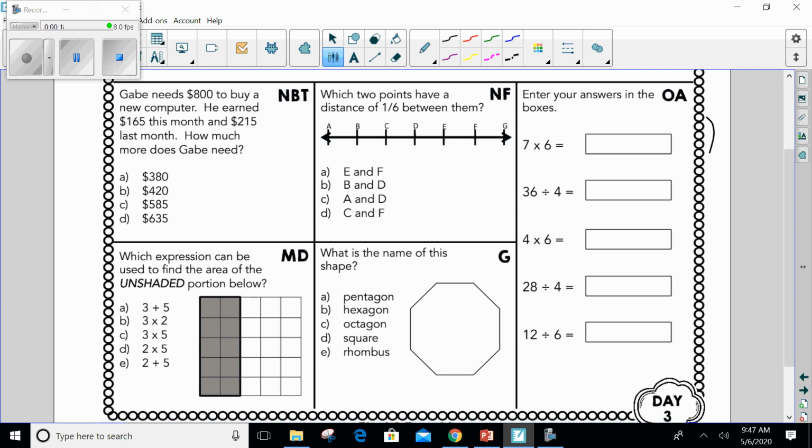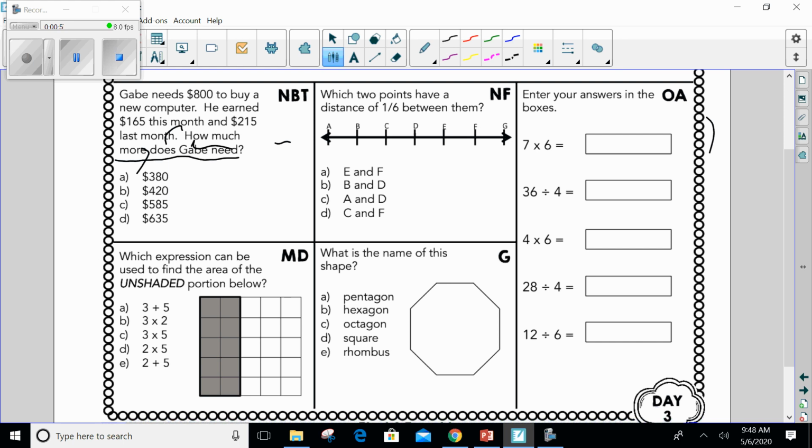The first question: Gabe needs $800 to buy a new computer. He earned $165 this month and $215 last month. How much more does Gabe need? All right, let's look at this question. Do you see any keywords that tell us what we're going to ultimately do? Yeah, you got it. How much more? That means we are going to what, ladies and gentlemen? Subtract. You are exactly right. When you have how much more, that means you are going to subtract.